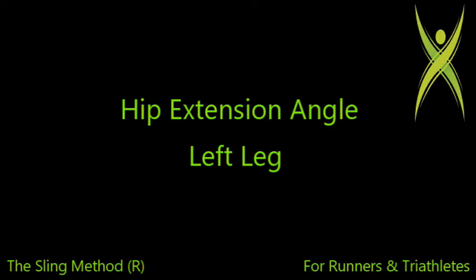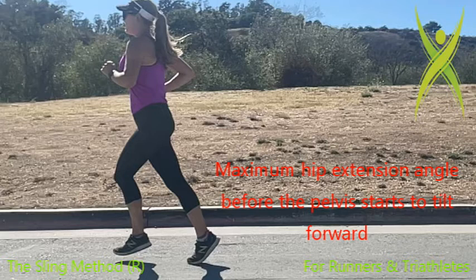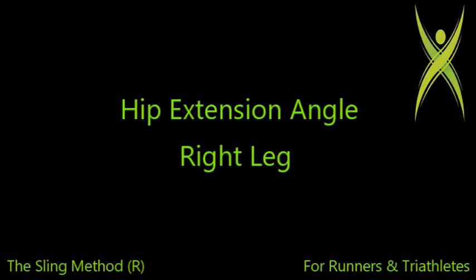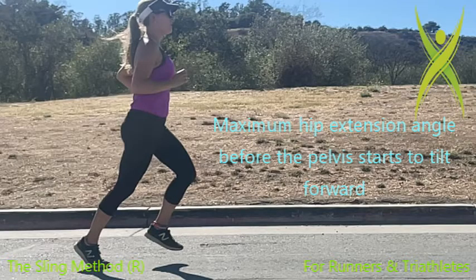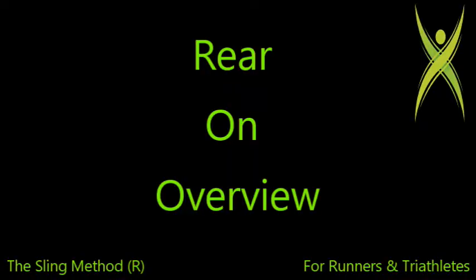So we look at the hip extension angle here. Now this is a tricky one. Now we're looking at the point at which the pelvis just starts to tilt forwards, and that's the maximum hip extension angle. And that's a tricky one to see, and you have to really look at this one a few times. So we're looking for the maximum hip extension angle before the pelvis starts to tilt forwards. And as we can see, there's just a slight restriction on that hip extension there.